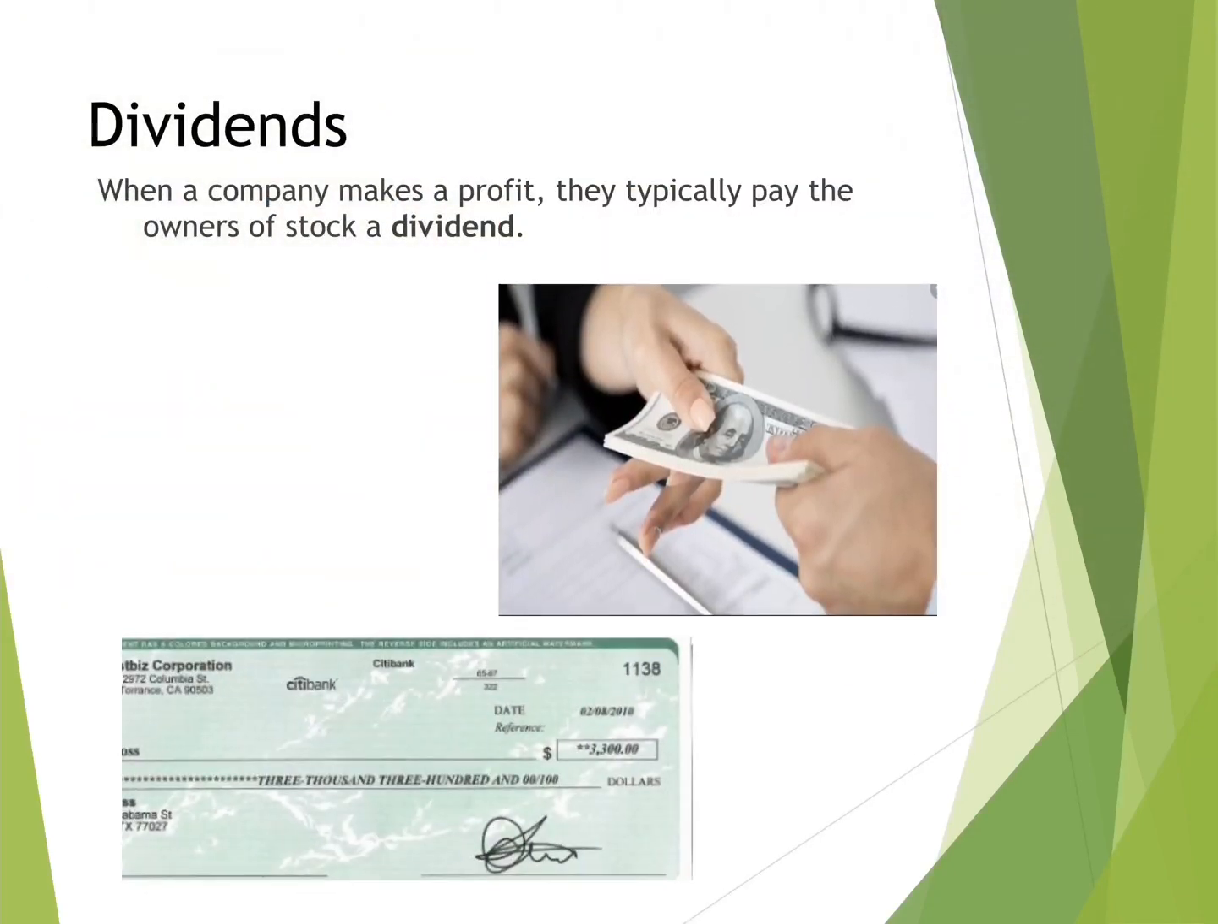What are dividends? Dividends are when a company makes a profit and they typically pay the owners of a stock a share of the profit and losses. Dividends are a portion of the profit distributed quarterly to its stock investors.